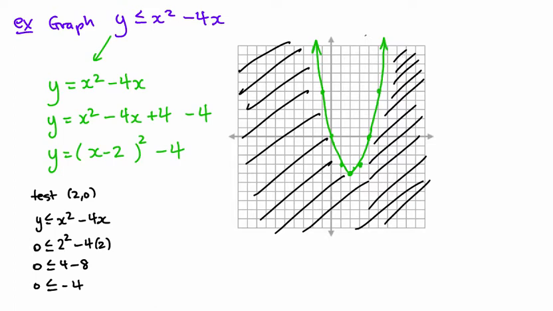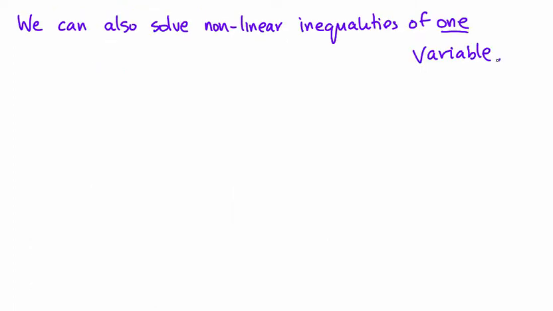Okay, let's take a look and see what happens if we just work with one variable. As I said earlier, we can also solve nonlinear inequalities of one variable. For example, you could just have x squared minus x minus 12 is less than 0. You notice there's no y values here, it's just x values, and so I can't graph this on a Cartesian plane, but I can show my answer on a number line, just a straight line. So we do a very similar approach to what we had done before.